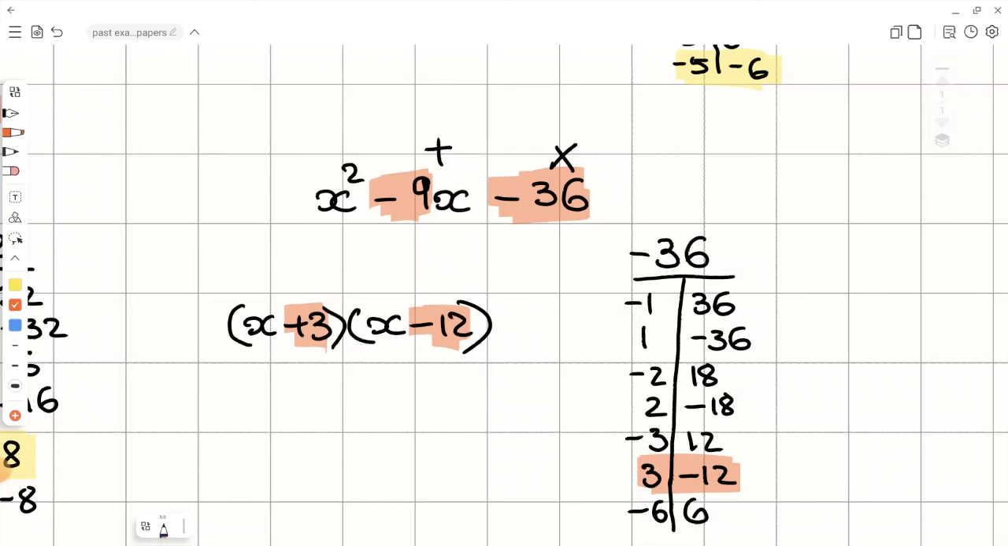Okay, and there you have it, guys. That's the art of quadratic factorization. Practice makes perfect, so keep practicing, and soon you will be factorizing quadratics like a pro. So until next time, happy factorizing.